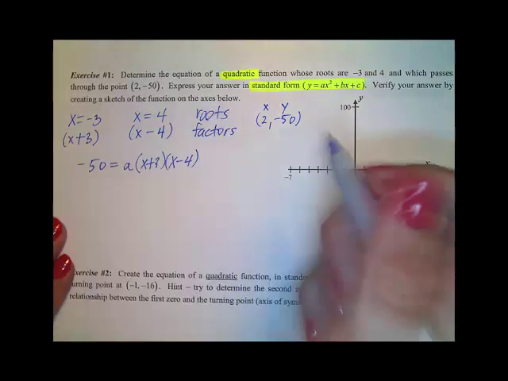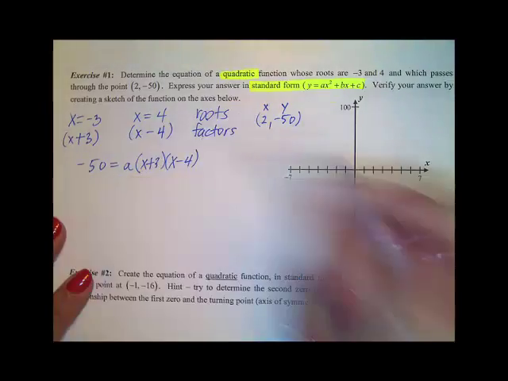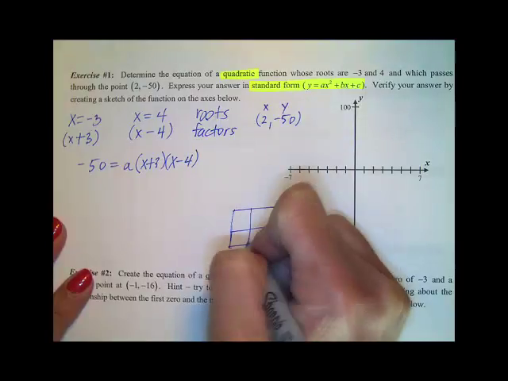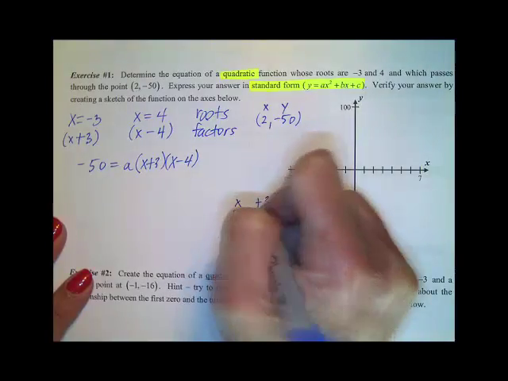All right, so let's do our math. So we need to multiply these 2 things. So whether you use the box or you just double distribute, it does not matter which method you use, as long as you do it correct.